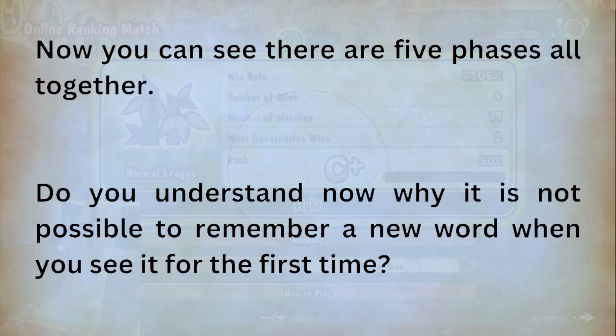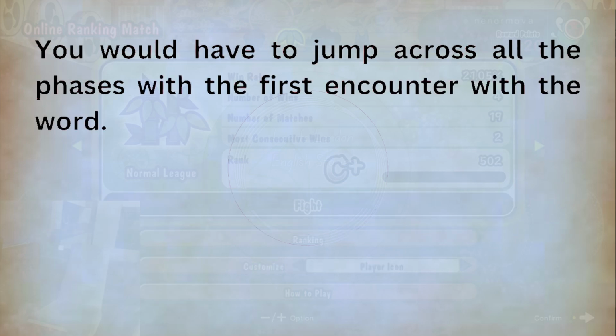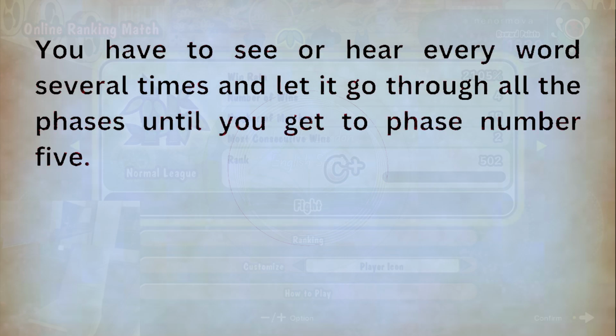Now, you can see there are 5 phases altogether. Do you understand now why it is not possible to remember a new word when you see it for the first time? You would have to jump across all the phases with the first encounter with the word. You have to see or hear every word several times and let it go through all the phases until you get to phase number 5.